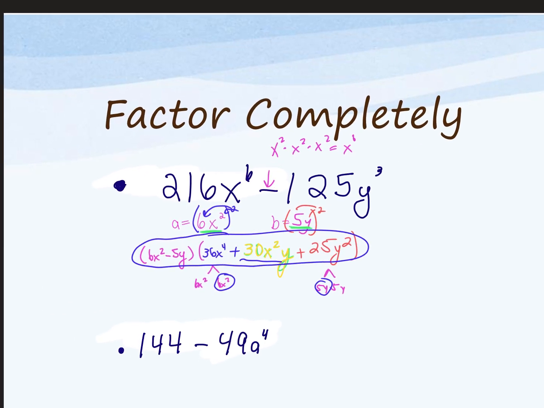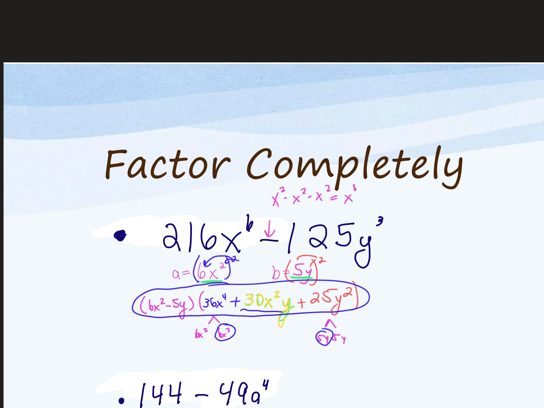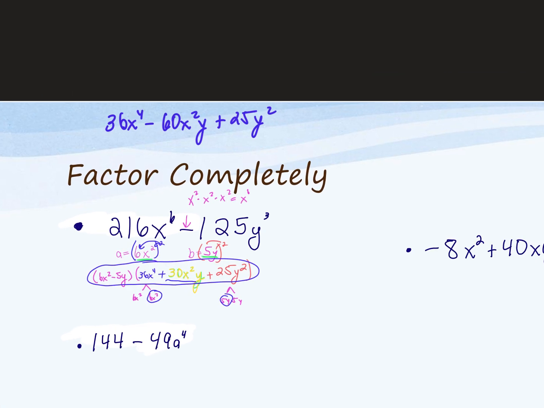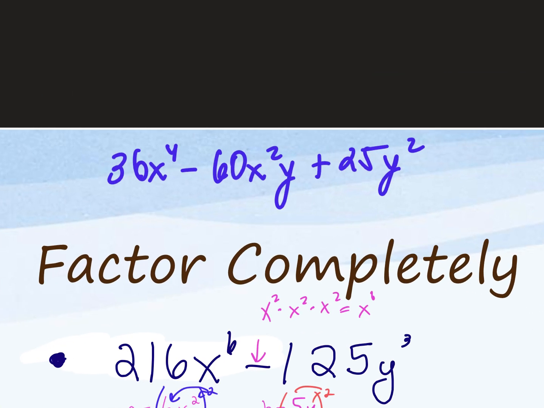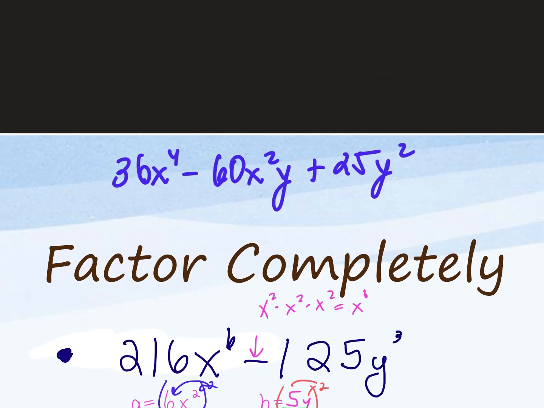Let me write a different problem up here. Say you had 36x to the fourth minus 60x squared y plus 25y squared. So I go, okay, is there a GCF? You guys say no. 3 terms.